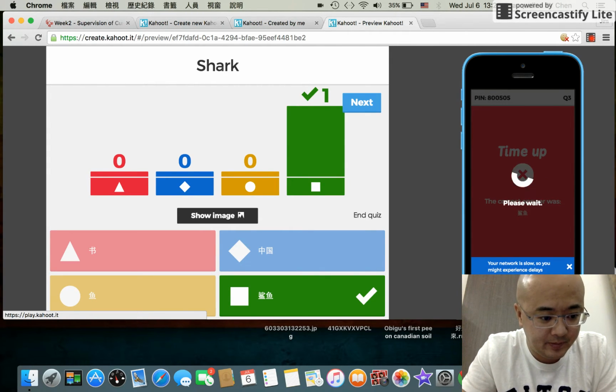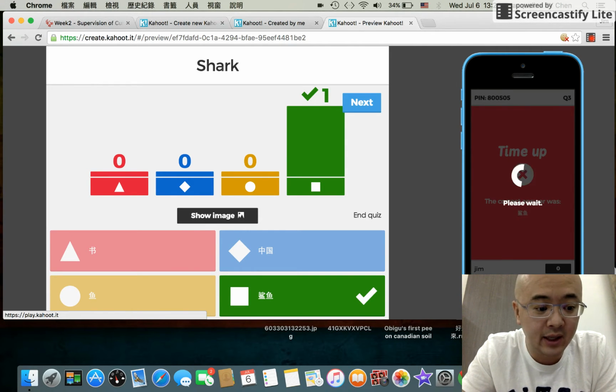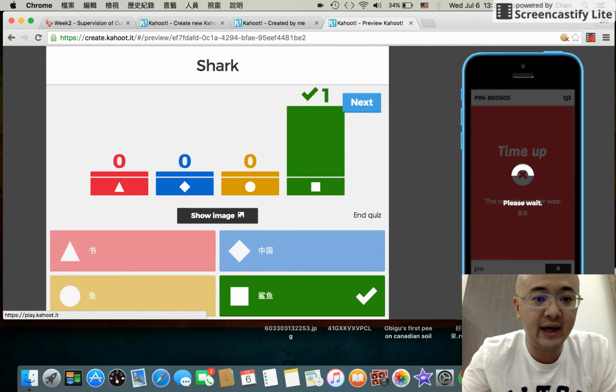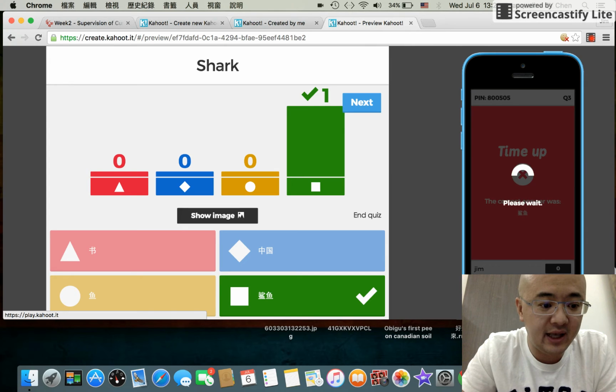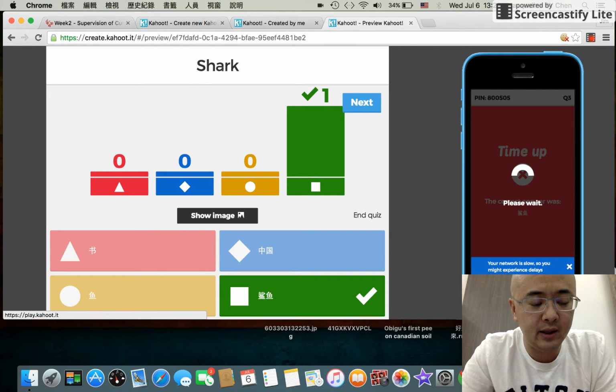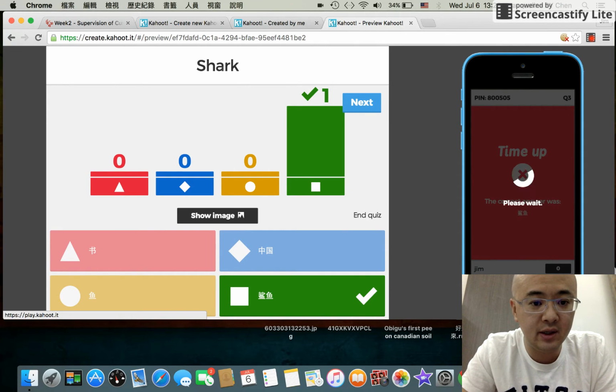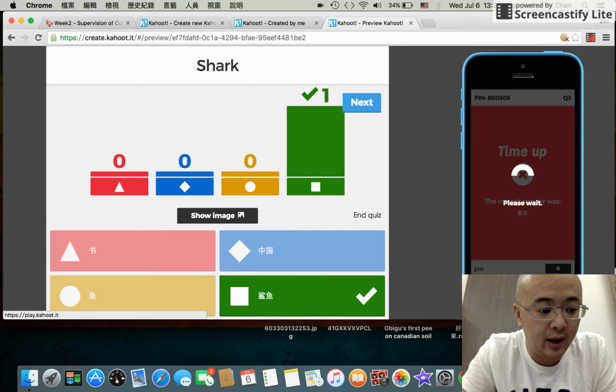Kahoot has definitely helped me increase the attention of my students in terms of learning the Chinese language. As you know, learning the Chinese language is not an easy task. So by using Kahoot as a game, the students' interest has increased. It also helped me increase my instruction because I'm able to play games with them. I can divide the students up into two different teams and have them compete with each other. So they're learning through playing.